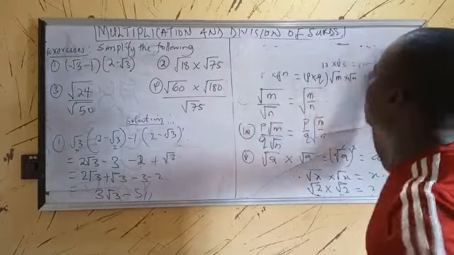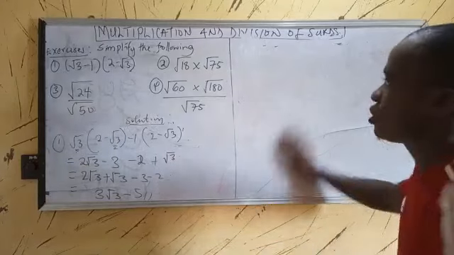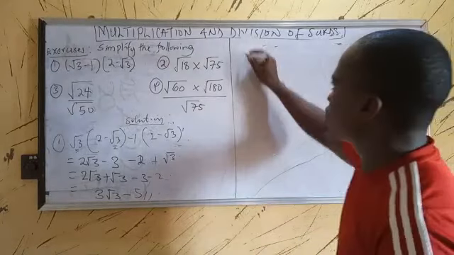Then we go on solving the second one. So now solving the second one, this is what we are going to have. So now we have 2.